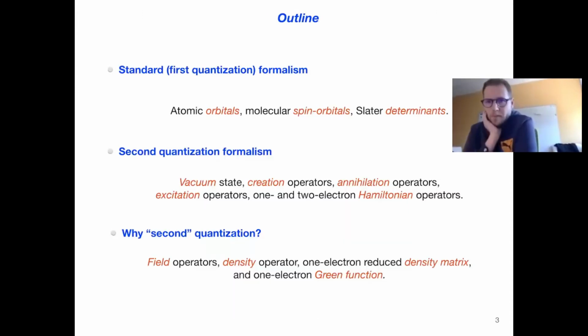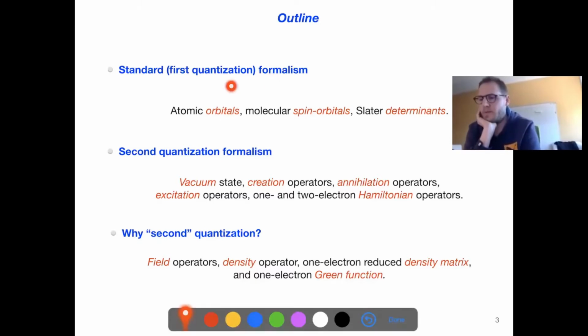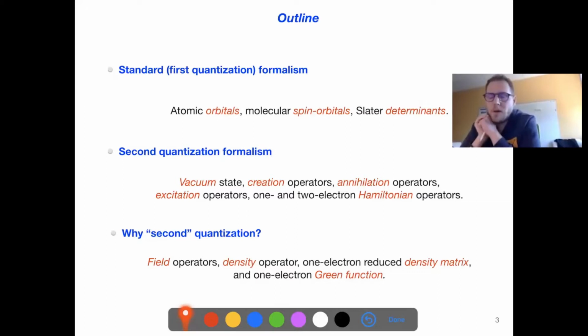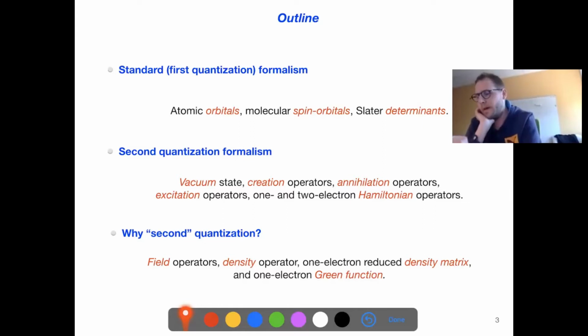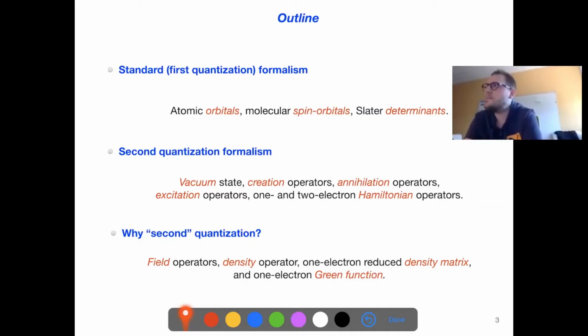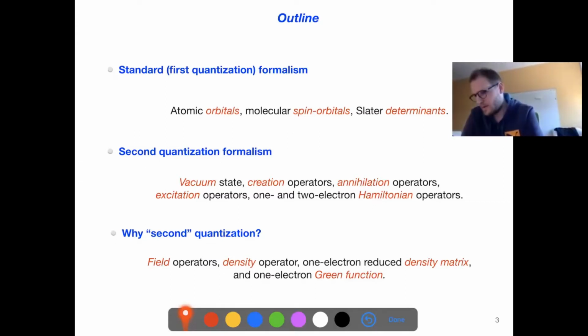Okay, so what's the program for today? Well, first of all, I thought that I had somehow to review some of the concepts that Vincent talked about last time. Some of them, in particular, the concept of atomic orbitals, molecular orbitals, and also spin orbitals, because I will need this later on. And finally, Slater determinants. I won't say much about that, but I need to be sure that we all understand each other in terms of notations in particular. And then we will really get into the second quantization stuff.